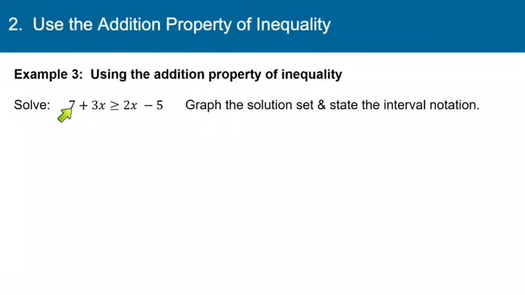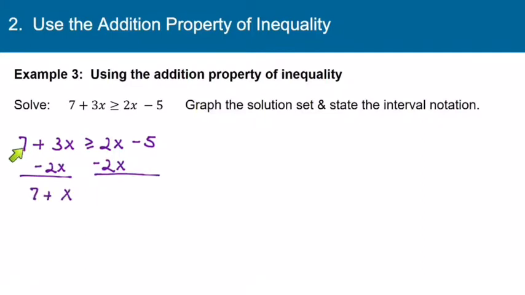So here we have 7 plus 3x is greater than or equal to 2x minus 5. And notice it says graph the solution set and state the interval notation. So if this were an equation, what would you do first? Well, you probably remember that whenever we have a variable term and a constant on both the left side and the right side, we always used to start by eliminating the smaller variable term. So I'll start here by subtracting 2x from both sides.